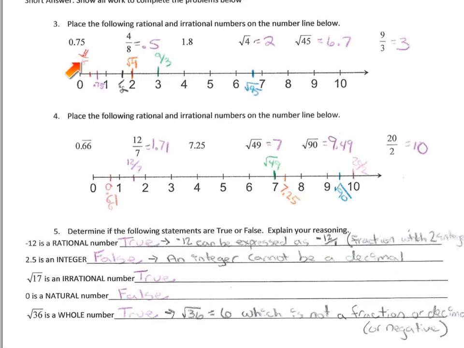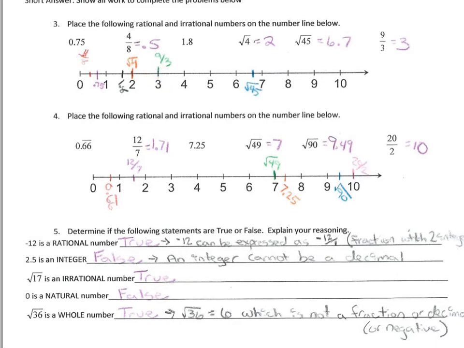And I used a different color as well. 1.8 is between 1 and 2, and it's closer to 2. So I drew a line close to 2, I labeled it as 1.8. Radical 4 is 2. So right on 2, I labeled it as radical 4. Radical 45 is 6.7. Well, that's between 6 and 7. Notice I labeled it as radical 45. 9/3 is exactly 3, so on 3, I labeled it as 9/3.